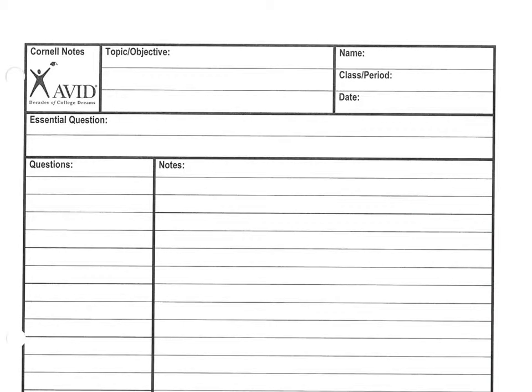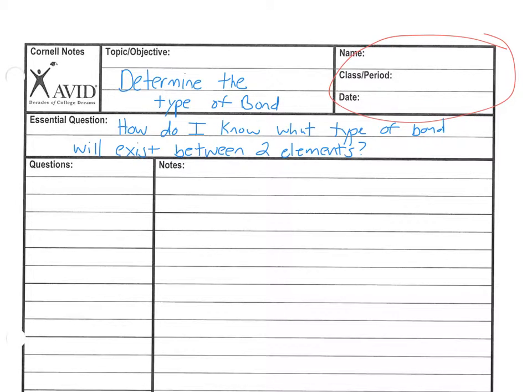So here's our Cornell paper. Make sure you put your name and date and class period here, and our objective is to determine the type of bond, and we have one essential question. How do I know what type of bond will exist between two elements? So this objective is fairly short because there's two ways that you can look at it.